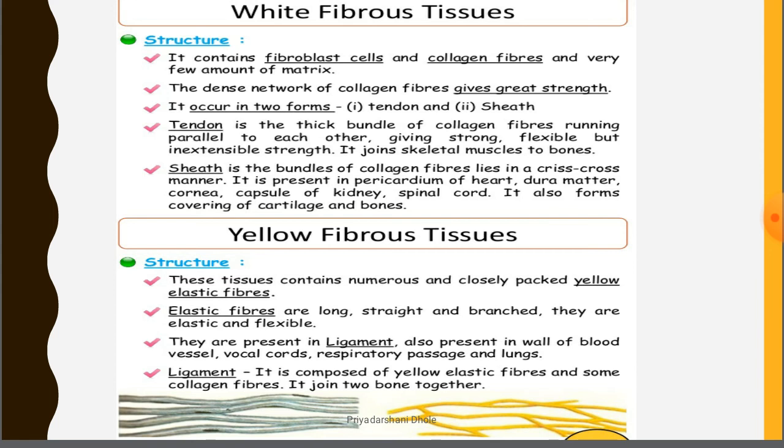These tissues contain numerous, closely packed yellow elastic fibers. Elastic fibers are long, straight, and branched. They are elastic and flexible. They are present in the ligament, and also in the wall of the blood vessels, vocal cords, respiratory passage, and lungs. The ligament is composed of yellow elastic fiber and some collagen fiber. It joins bone to bone.